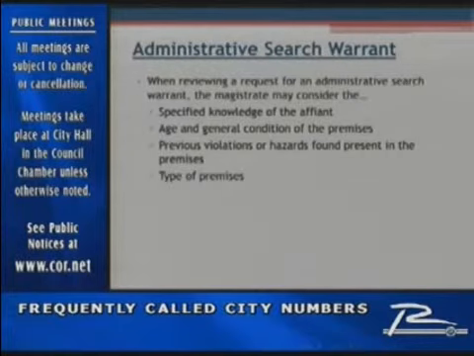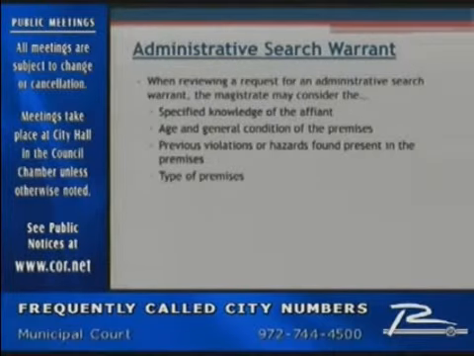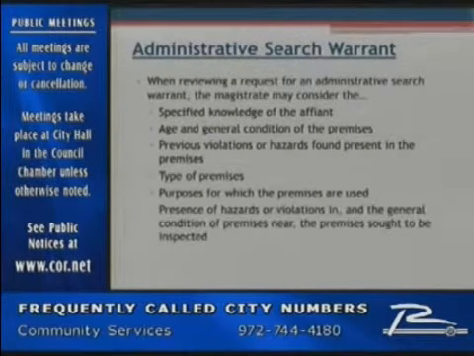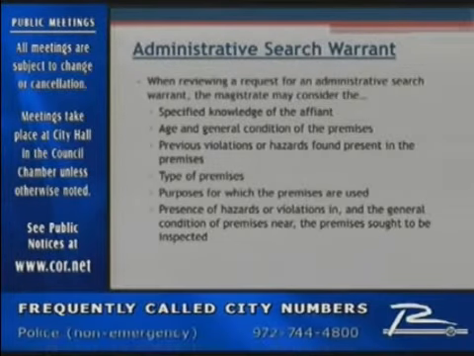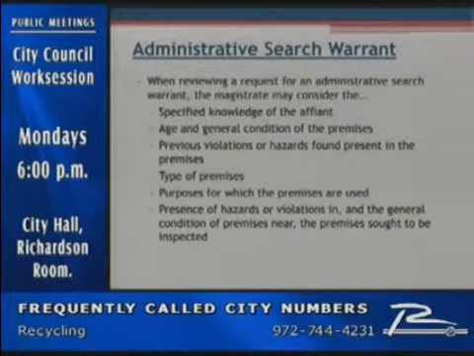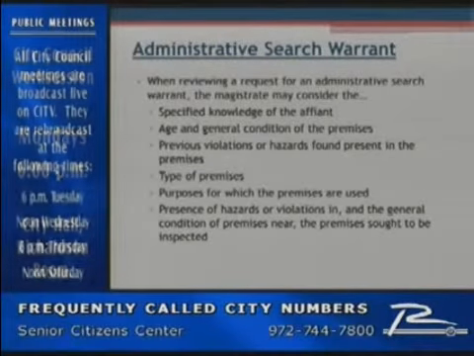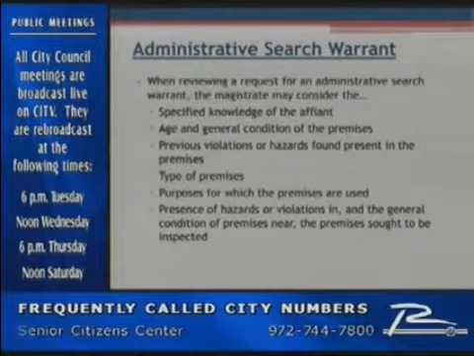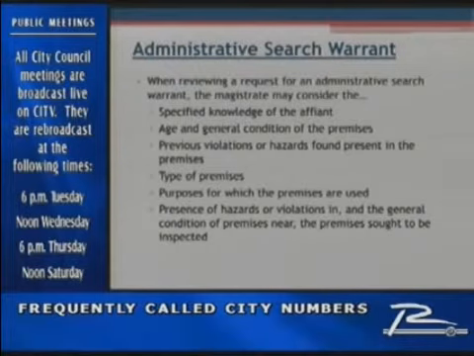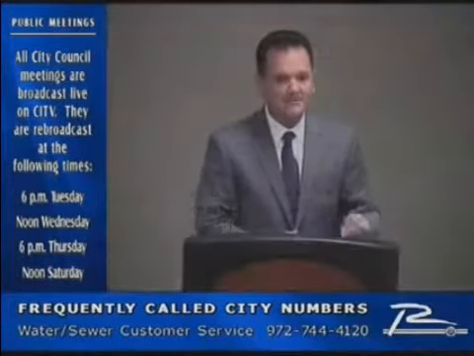The type of premise. If there's a use that could potentially be occurring that is very different from what the premise would provide for, that could be enough. Again, the purpose for which the premises are used. And then finally, the presence of hazards or violations on adjacent properties. If you have two homes and two properties that are relatively similar in a lot of ways, and one has something illegal taking place, under certain circumstances that could be enough. So it's not just what's going on in that property, it's what's going on in properties in the immediate adjacent area as well. And these are the kind of things that all magistrates look for on all warrant requests, regardless of the specific topic at hand.